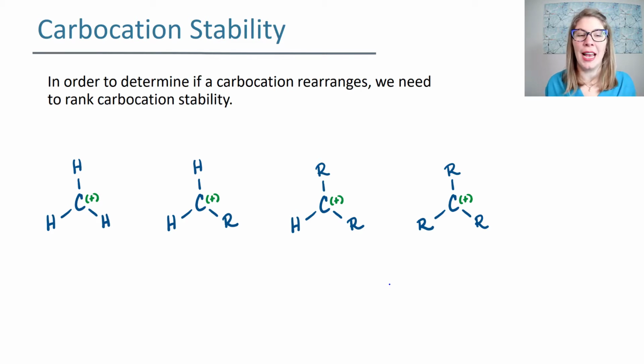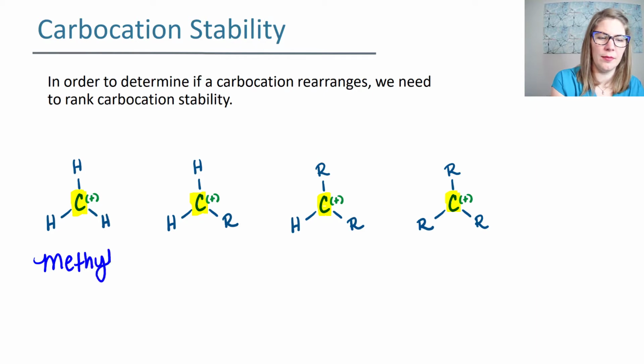Let's look at carbocation classification and stability. Here I've drawn all of these carbocations in their Lewis structure format instead of skeletal notation, so I can highlight the carbon that bears the positive charge. When you have a carbon that has 3 hydrogens attached, that is called a methyl carbocation. When you have a carbon that's positive with just 1 alkyl group attached, remember R is an alkyl group, so any carbon group here, this is called a primary carbocation.